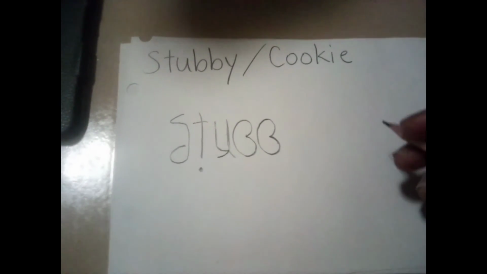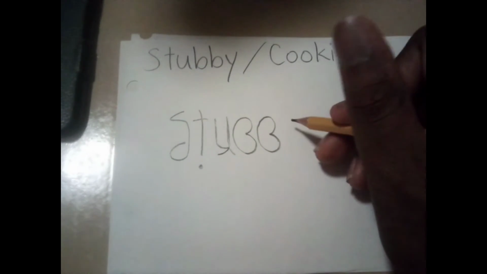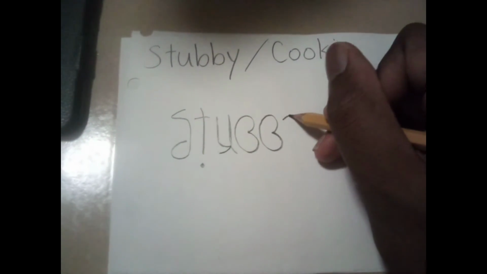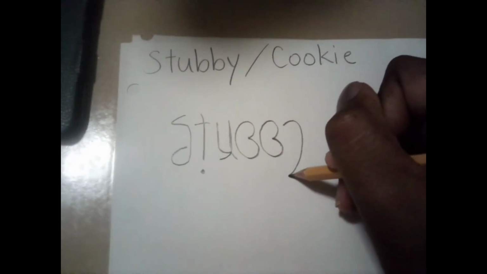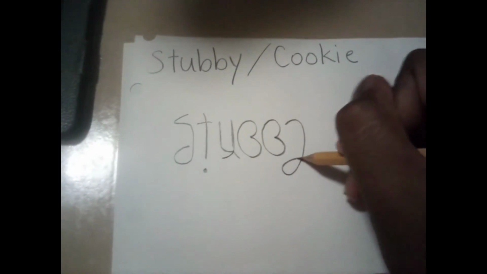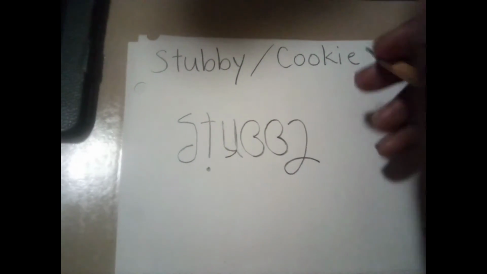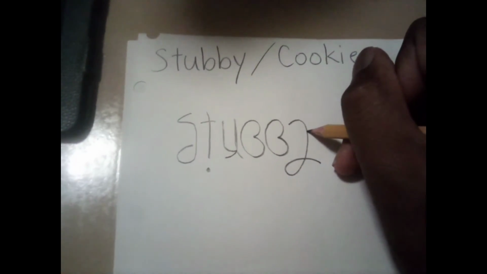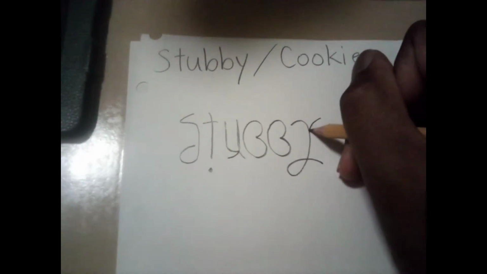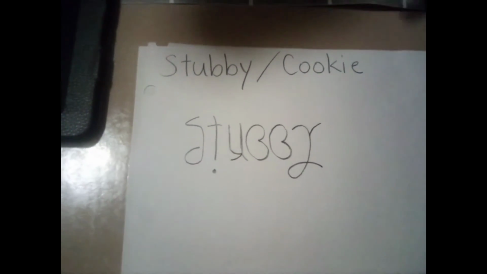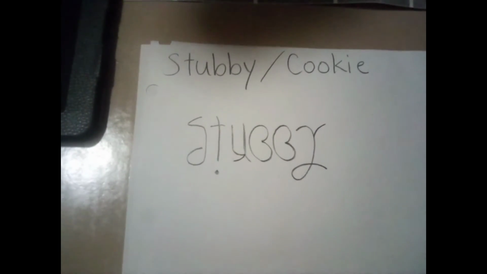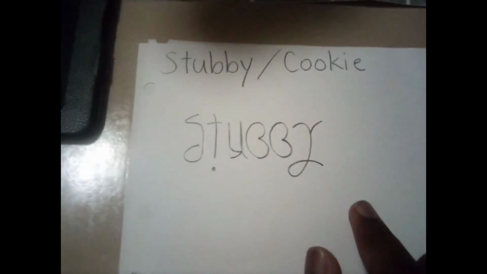And last but not least, we have a Y to C. Going to do something similar to my L to C from Animal Control and do this fancy capital C with a loop at the top. So that's Stubby and upside down, Cookie. I love Stubby and Cookie.